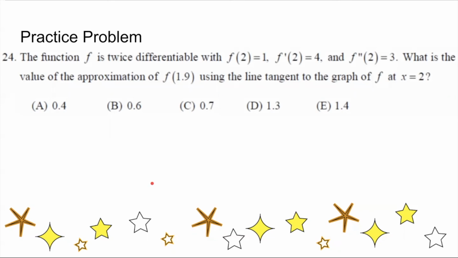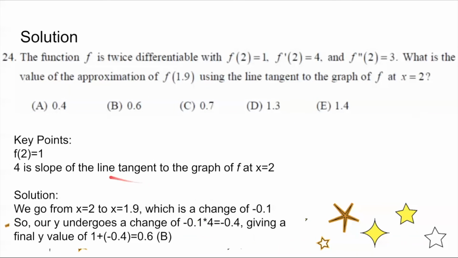And here is the answer. So the key points is first f of 2 is equal to 1. That's pretty self-explanatory. And f prime of 2 equals 4. That means that 4 is the slope of the line tangent to the graph of f at x equals 2. And that's important because we need to use the line tangent to the graph of f at x equals 2. And we need to know the slope of that. So we found out that that's 4.